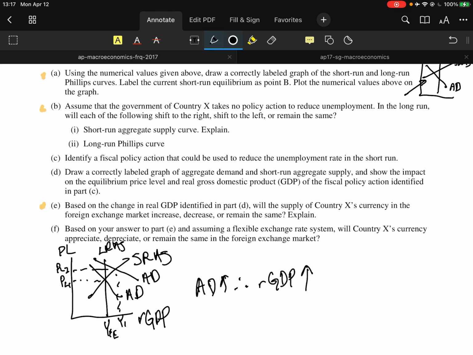But in this case, question E, they're only asking for increase, decrease, remain the same. You would say decrease because increasing incomes or increasing national income will cause more consumers or households to demand more imported goods. Done.